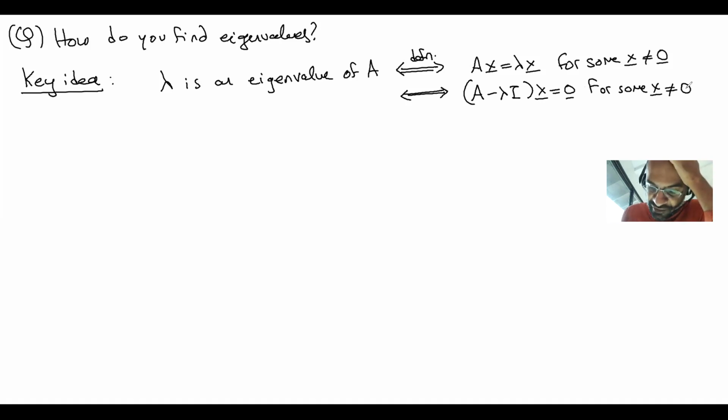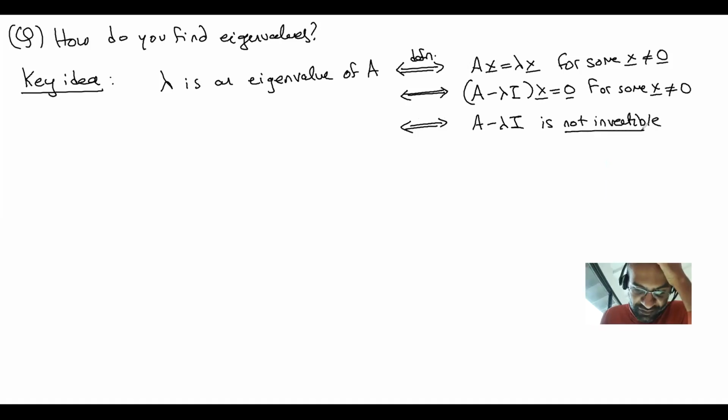But now we're going to remember the invertible matrix theorem, right? So if you have a non-zero vector X so that A minus lambda I times X is equal to 0, what does that tell you about A minus lambda I? It's non-invertible because we have a non-trivial solution, I guess. That's right. It's not invertible. So this is equivalent to saying A minus lambda I is not invertible.